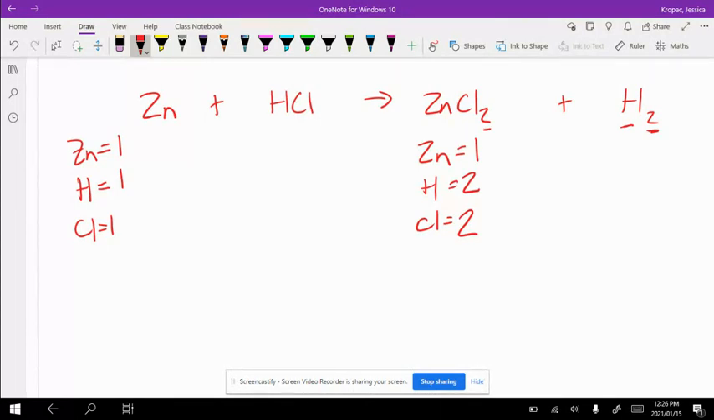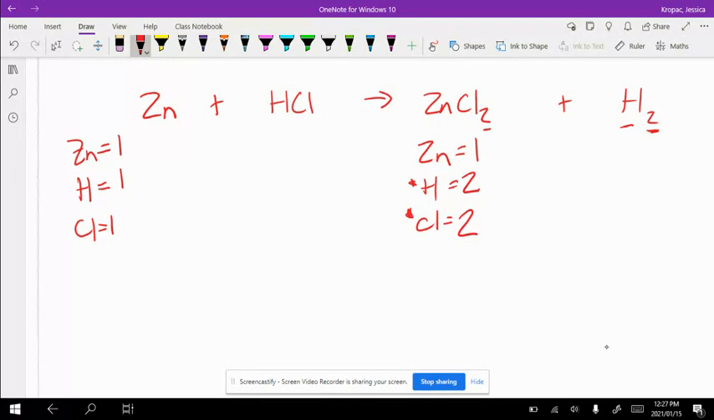So my next question is, what is not equal? Well, if we take a look at our hydrogen and our chlorine, we have more hydrogen and chlorine on the right than we do on the left. So we want to go ahead and fix that. In order to get the correct amount of hydrogen and chlorine, we're going to have to increase the amount of hydrogen and chlorine on the left.